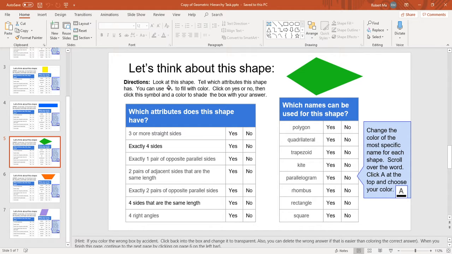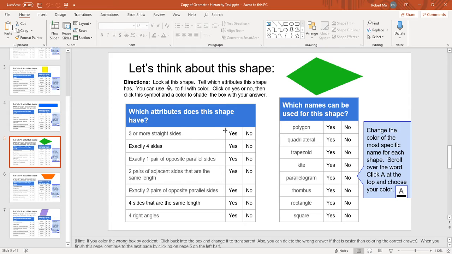Today we're going to go over a couple more shapes, and let's look at their attributes. So this shape, this green shape right here, I would say it's a pretty typical kite from what I've seen. Usually when there's shapes, that is about what you would see for a kite. So let's go through and see what attributes it has and what names you could give it.